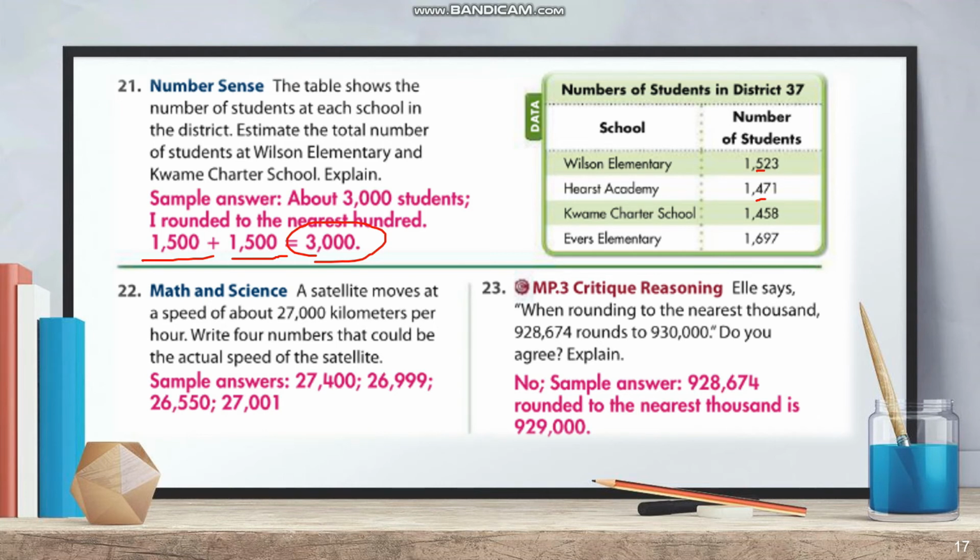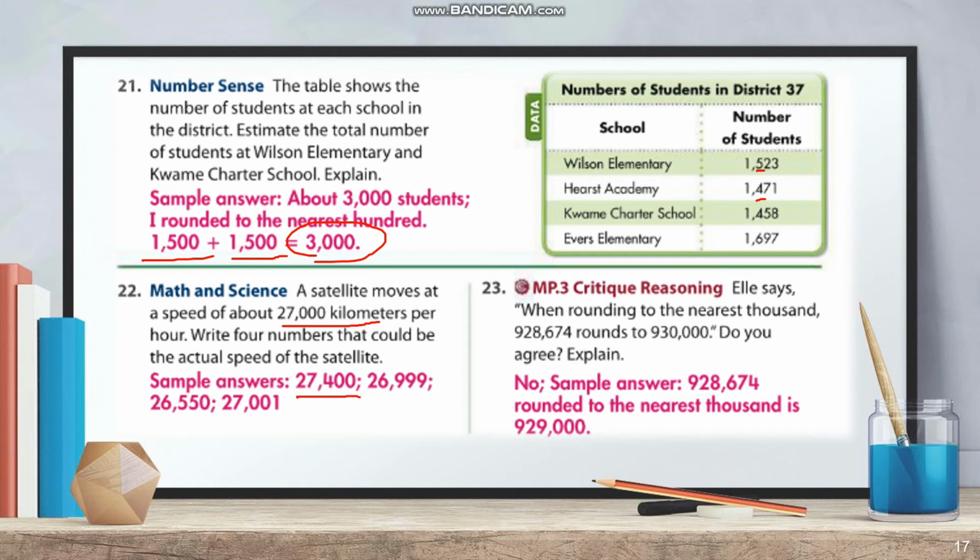Okay, now let's proceed to number 22. A satellite moves at a speed of about 27,000 kilometers per hour. Write four numbers that could be the actual speed of the satellite. It means you will give any number that when you round, the answer is 27,000.